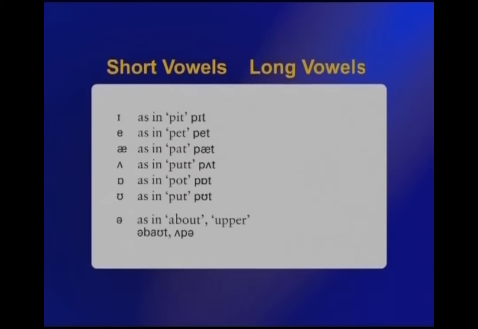Now I'll introduce you to another feature of English sounds, and that is diphthongs. Diphthongs are sounds which are produced by combining two vowel sounds. You have one vowel sound and then another. And while you pronounce them, you move from one vowel sound to another. There is a movement, a glide. And in English, there are 8 diphthongs.